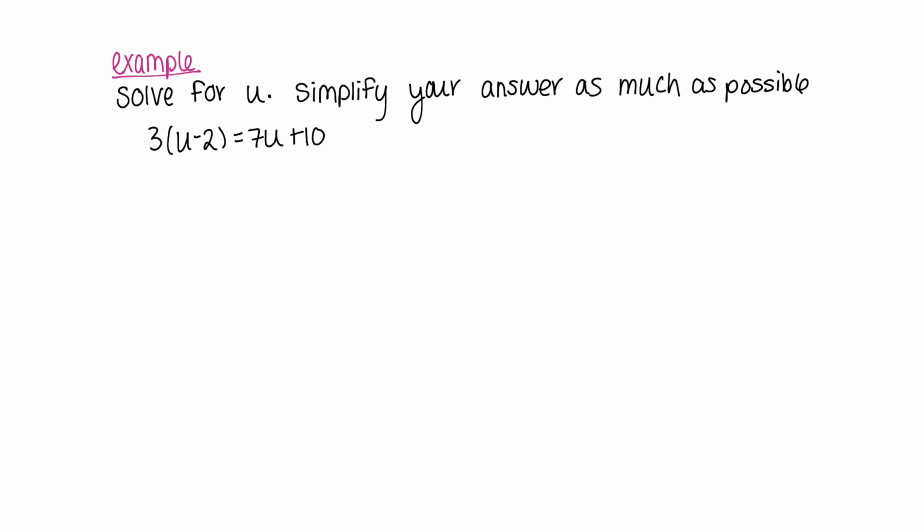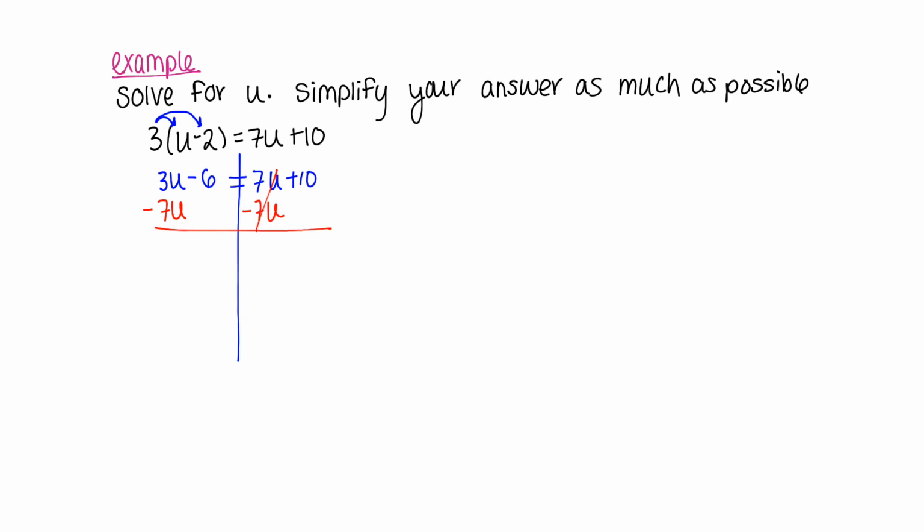So we have 3 times the quantity u minus 2 equals 7u plus 10. I'm going to go ahead and draw my wall here. I'm going to start by distributing, and then I'm going to move things around again. So I will distribute this 3. 3 times u is 3u, minus 3 times 2 is 6, equals, and then I will leave the 7u plus 10. Again, I'm moving my variables to the left because that's the more traditional side, but you could do it the way that your heart says to, as long as it's mathematically sound.